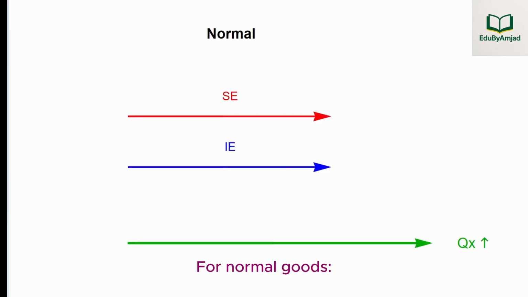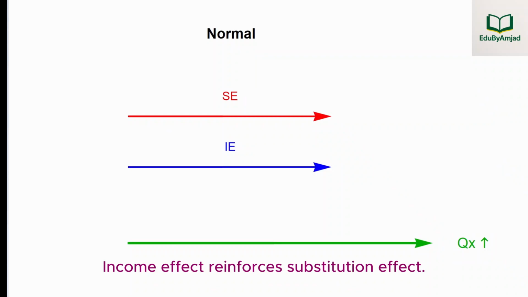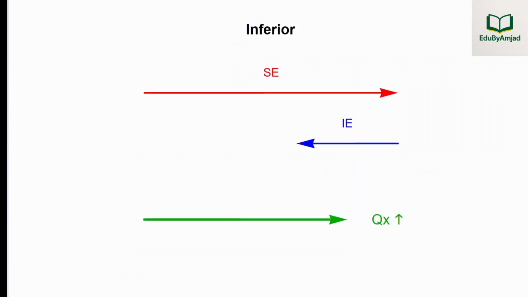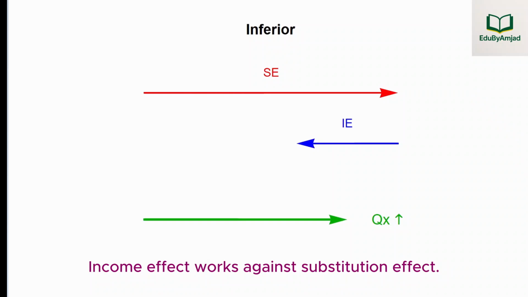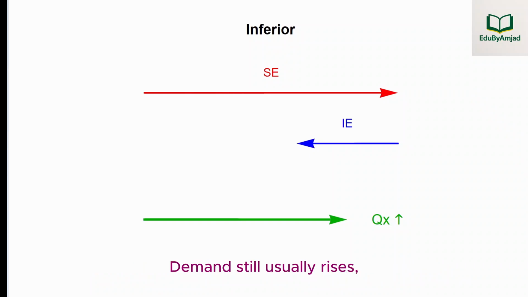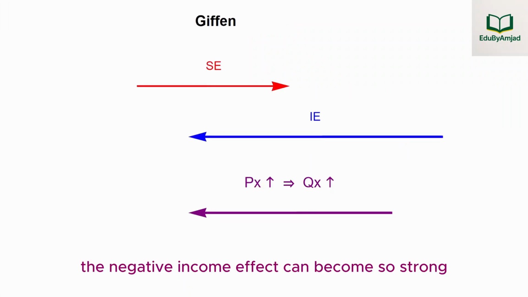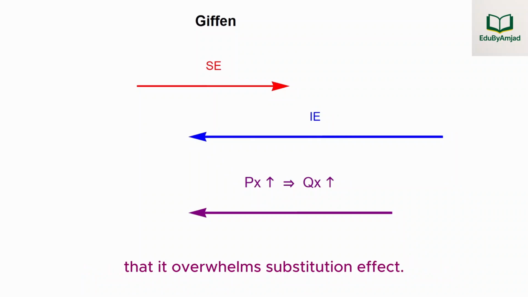For normal goods, income effect reinforces substitution effect. Demand rises strongly when price falls. For inferior goods, income effect works against substitution effect. Demand still usually rises, but by a smaller amount. For Giffen goods, the negative income effect can become so strong that it overwhelms substitution effect. In that rare case, demand rises when price rises.